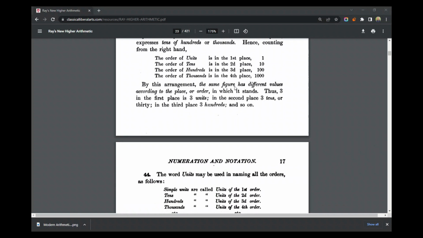By this arrangement, the same figure, 1, has different values according to the place or order in which it stands. The same figure is used to express different values based on what place it stands in, or what order it stands in. Thus, 3 in the first place is 3 units. 3 in the second place would be 3 tens. And 3 in the third place would be 3 hundreds, and so on. That's Article 43, explaining the use of order in the Arabic system of notation.